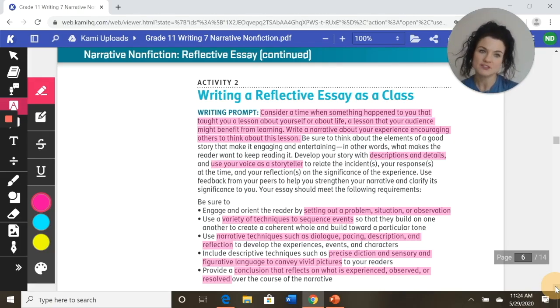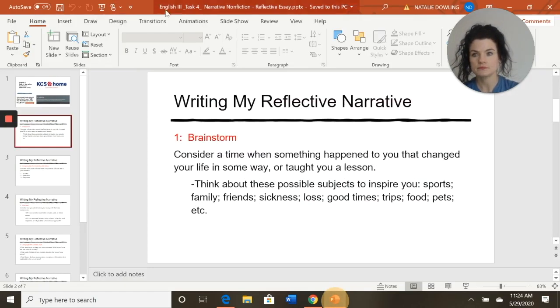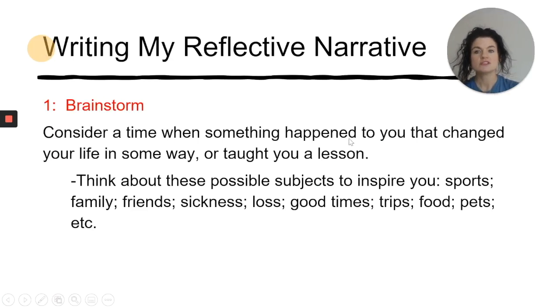So before I send you off to get writing, I want us to go over a couple things that I want you to think about in your pre-note. So the first thing is we're going to brainstorm some ideas here. So I want you to consider a time when something happened to you that changed your life in some way or taught you a lesson.